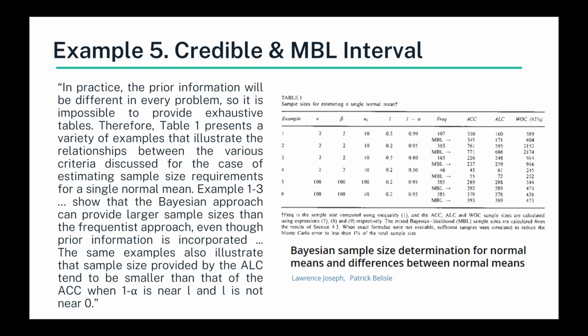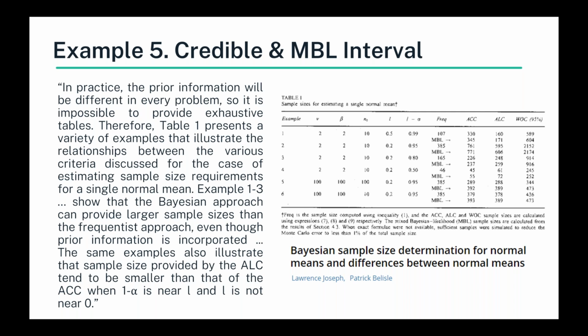The interval length is 0.2, so that's the length of our credible or mixed Bayesian likelihood interval, and the coverage probability is 0.95. We're given a sample size for the frequentist confidence interval, which is 385, and then we have sample sizes for credible intervals under the 3 criteria, and the corresponding sample size for a mixed Bayesian likelihood interval under the same 3 criteria. Just note that the 95% attached to the worst outcome criterion here just means that the probability that the actual length is less than or equal to the stated length for a fixed coverage is 95%.